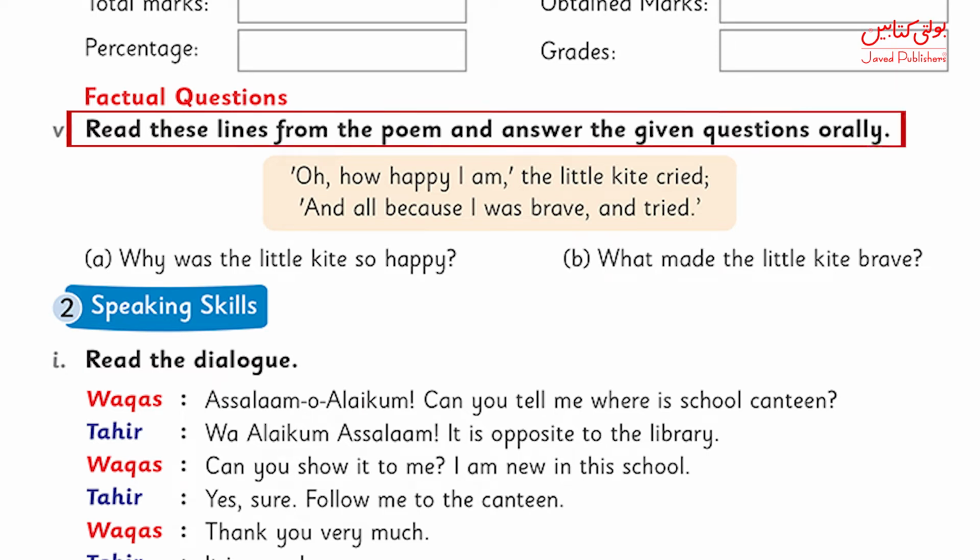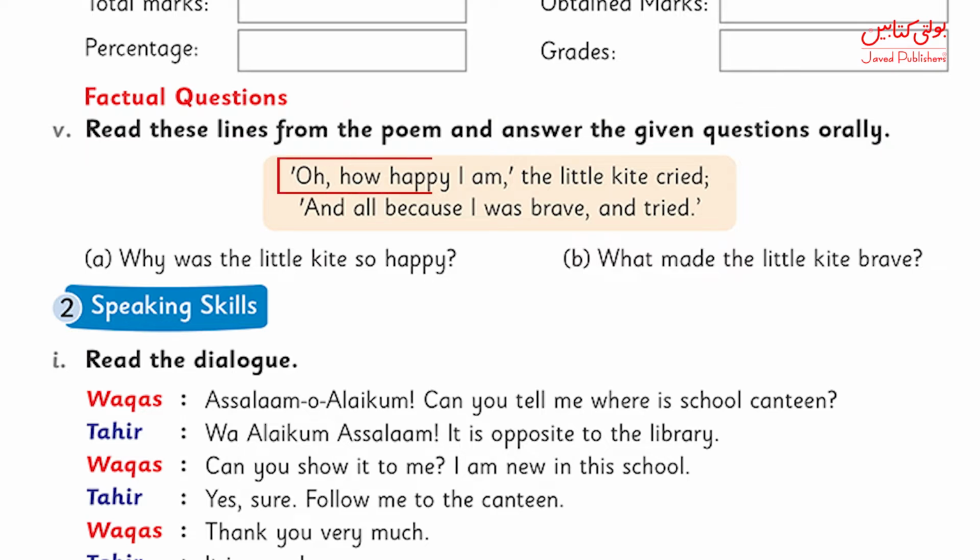Read these lines from the poem and answer the given questions orally. The lines are, "Oh, how happy I am, the little kite cried, and all because I was brave and tried." Question number A is, why was the little kite so happy? The answer is, the little kite was afraid of taking challenges. She was afraid of facing problems, and most importantly, she was afraid of falling down. So when she felt that she can fly in the air freely, she felt extremely happy.